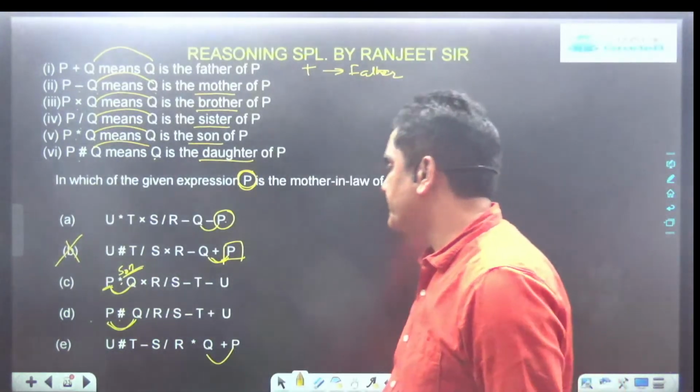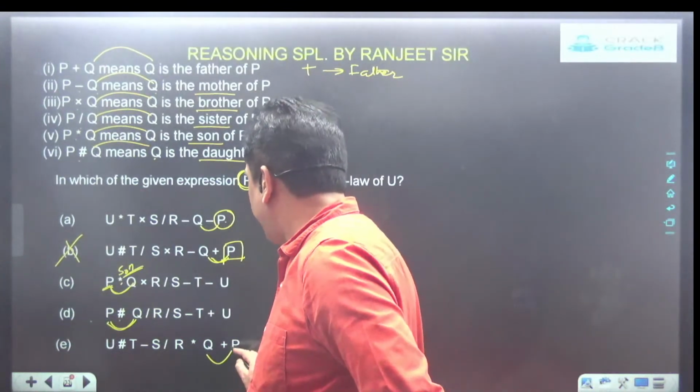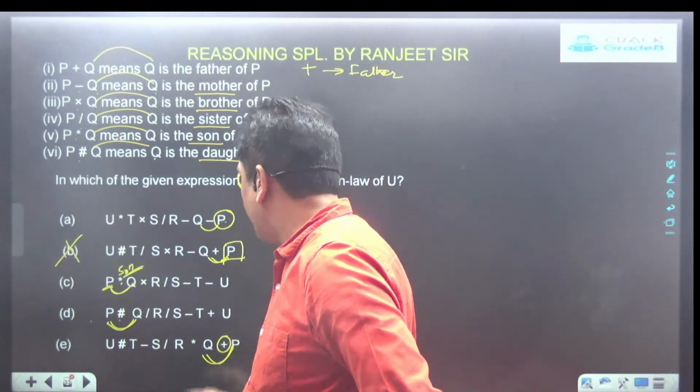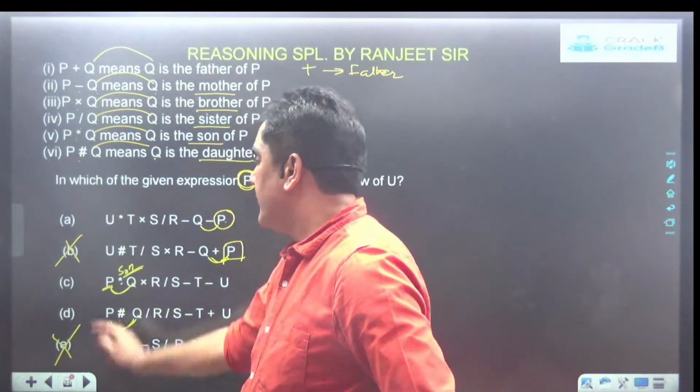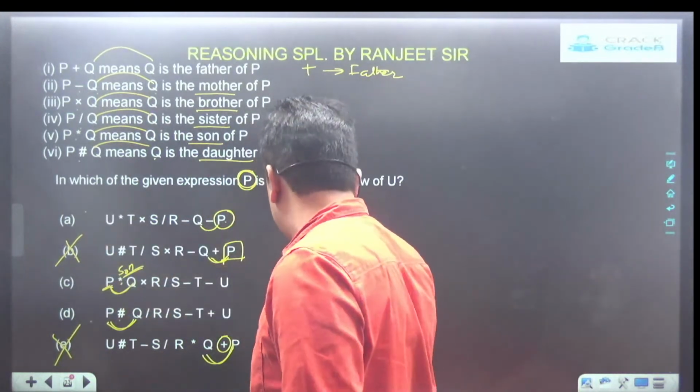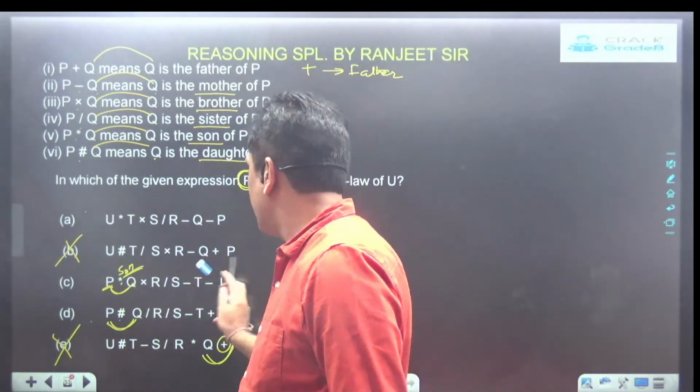Next one. Last one. P is the father of Q. Plus stands for father, so this can't be the answer. Now the answer should be A, C and D. Now next one.